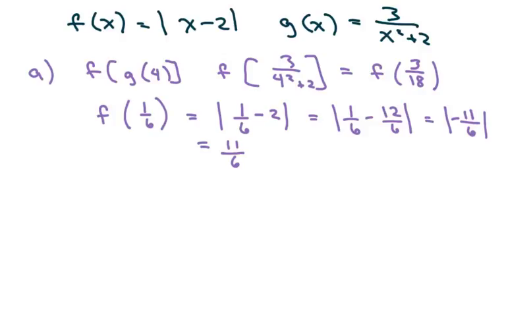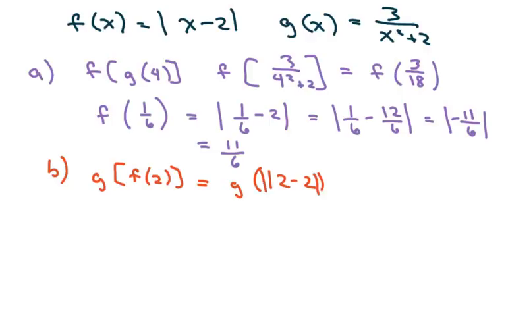Okay, the next one, we have g of f of 2. So we get g of absolute value of 2 minus 2, and absolute value of that, which is going to be g of 0. And g of 0 is just going to equal 3 over 0 squared plus 2, which equals 3/2.